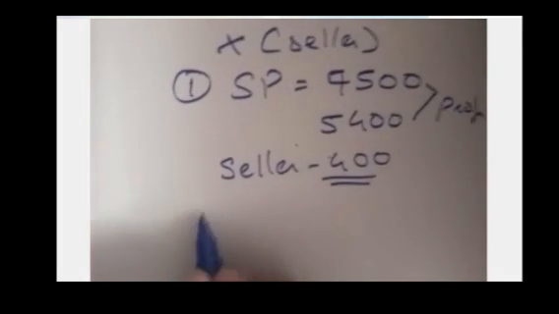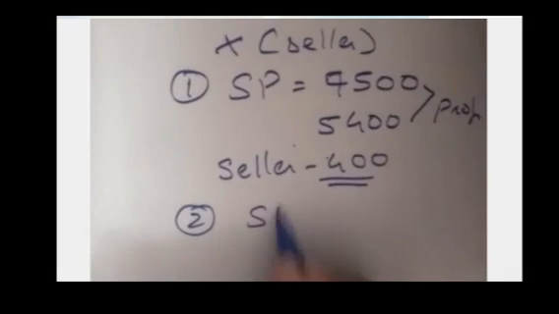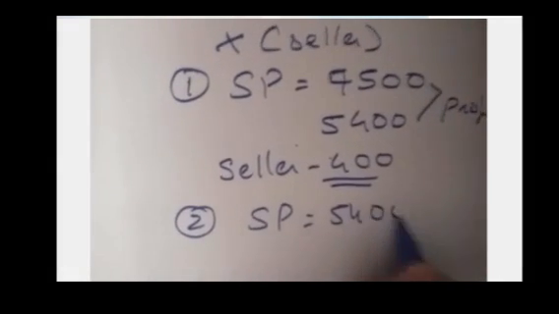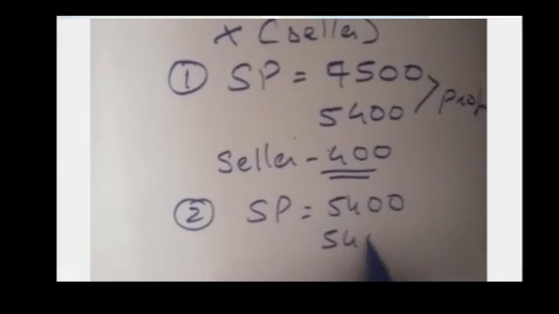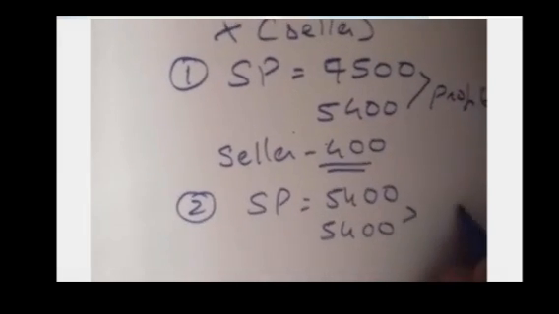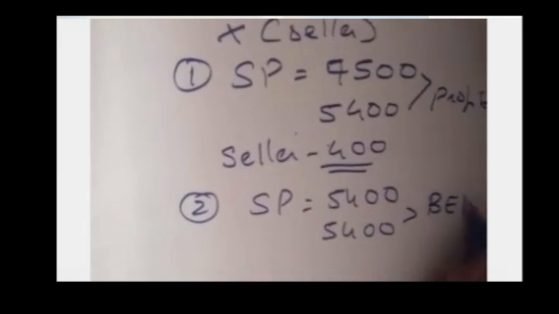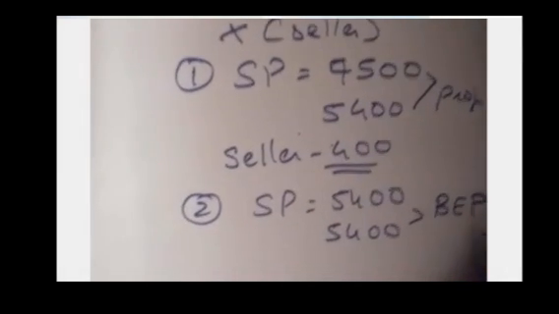Okay. In the second case, when spot price is 5,400 and the strike price plus premium is also 5,400, here it is a no loss, no profit situation, that is the break-even price. Here the seller is getting no profit.